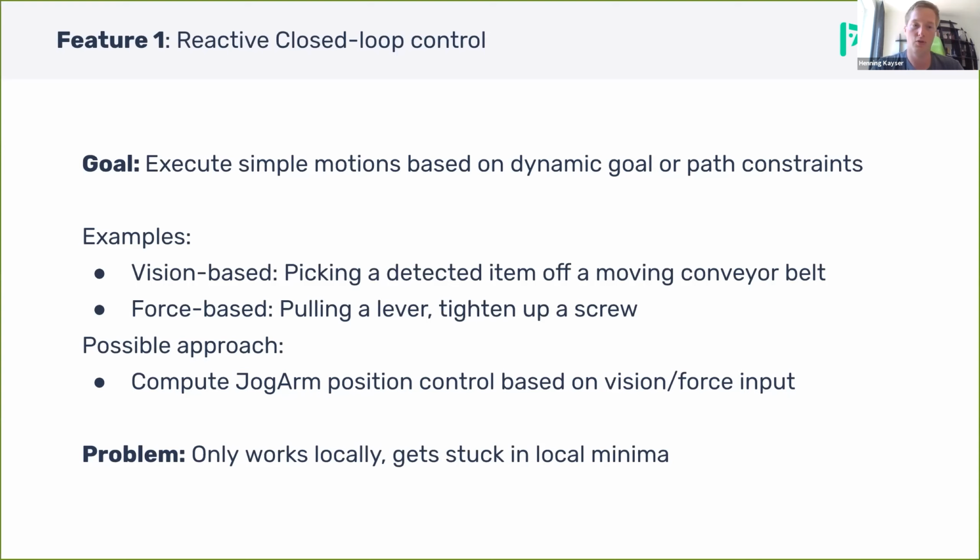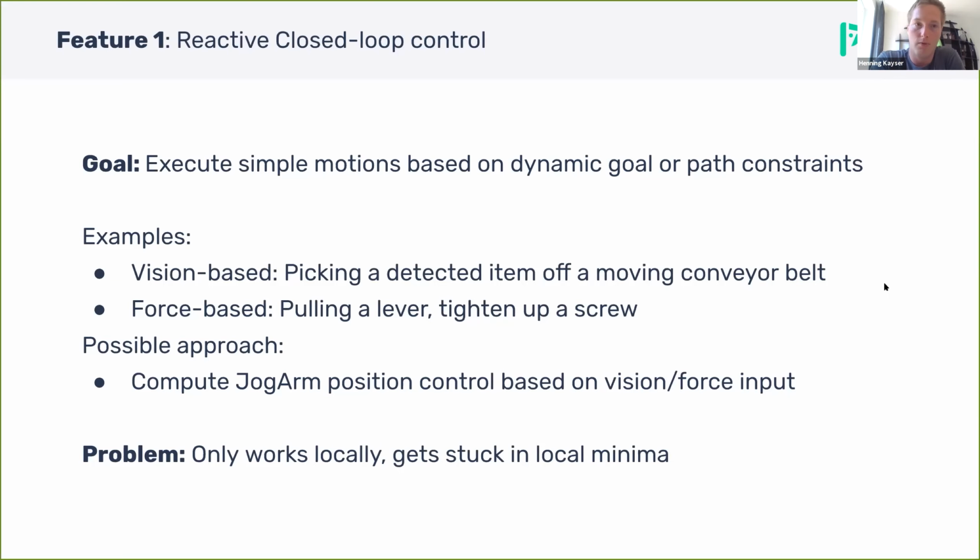A positive approach that we also implemented in some of the other way already is using jog arm for computing the position controls based on some vision or some force input. So this is already a really simple pipeline that would probably be possible in MoveIt 1 already, but of course not providing the safety, the real-time safety. The biggest problem with closed loop control here is, of course, it only works locally, gets stuck in local minima.